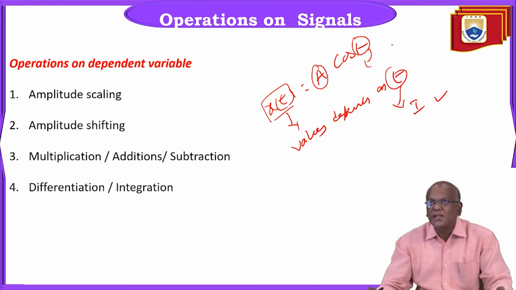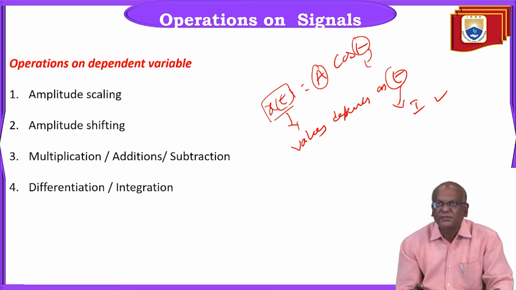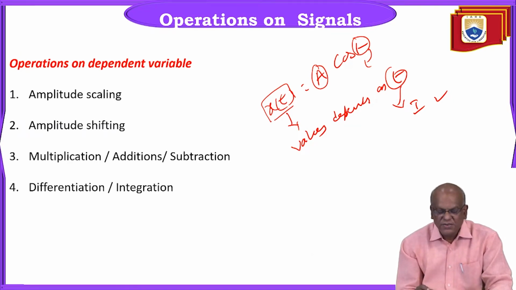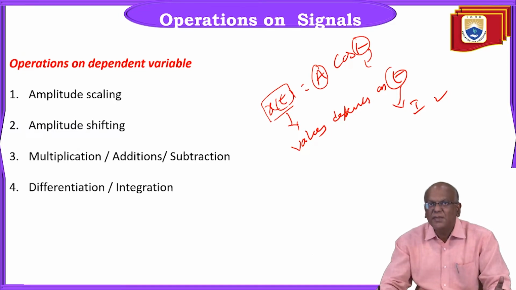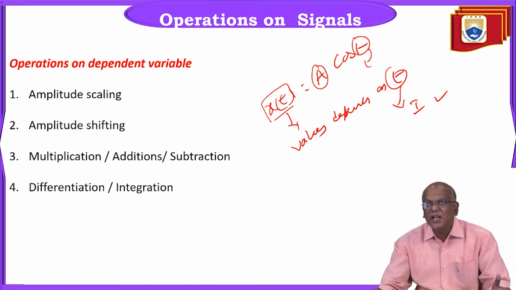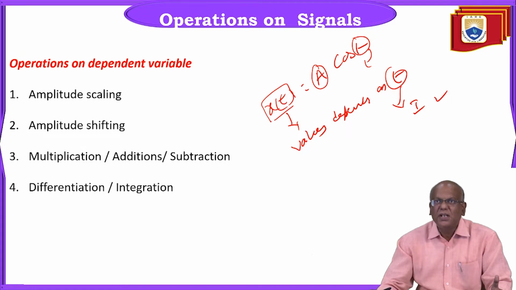If you perform operations on t, those operations are called operations on the independent variable. That's why signal operations can be classified as operations on the dependent variable and operations on the independent variable. Also, when you perform operations on the amplitude, it does not affect the time. If you perform operations on t, it does not affect the amplitude of the given signal.